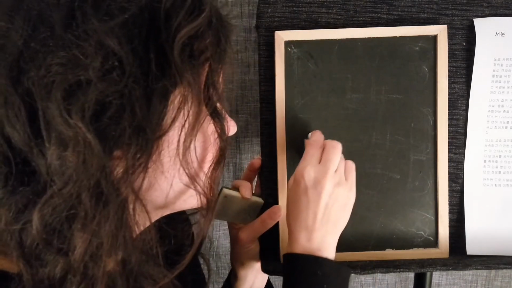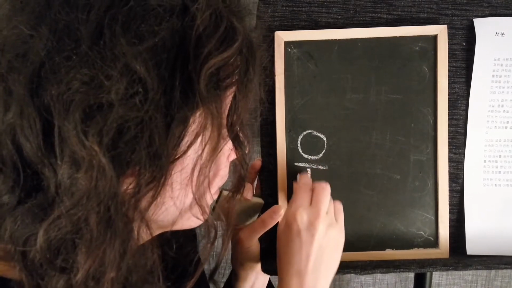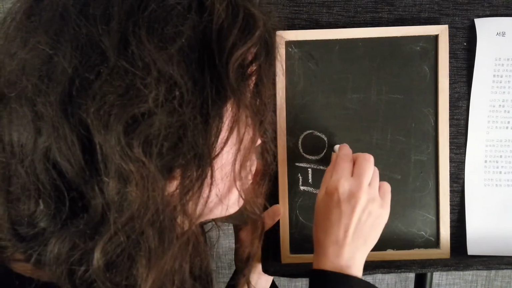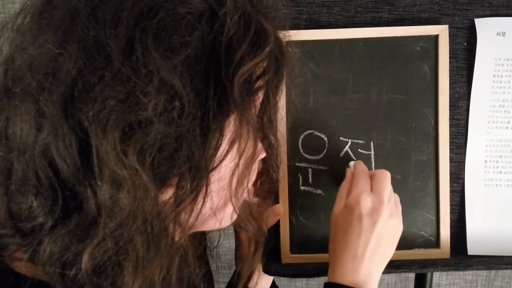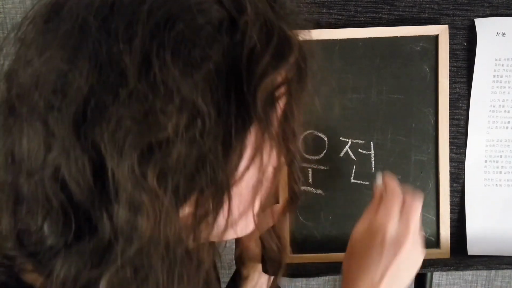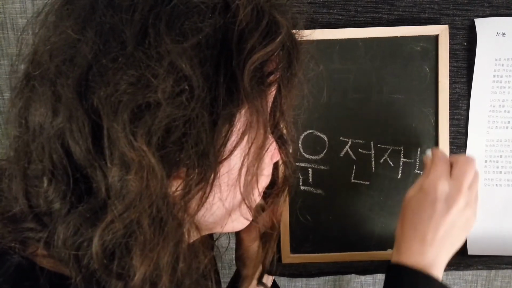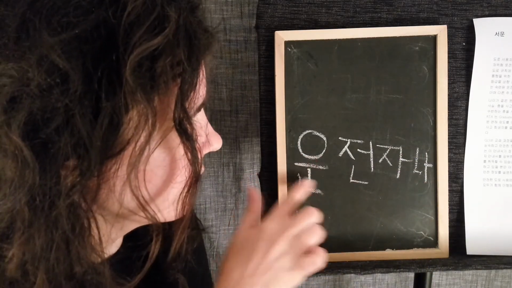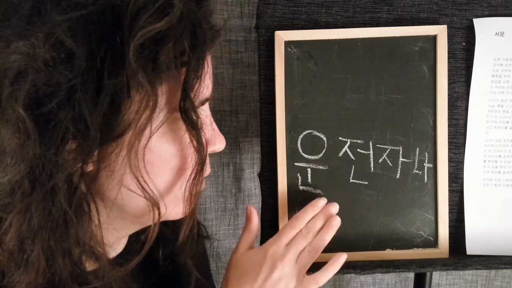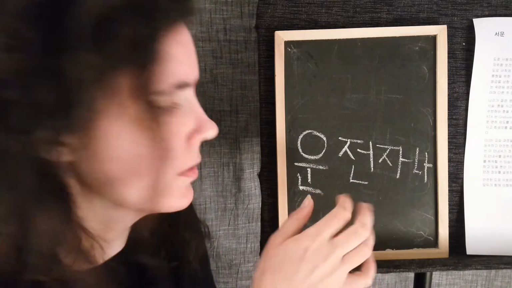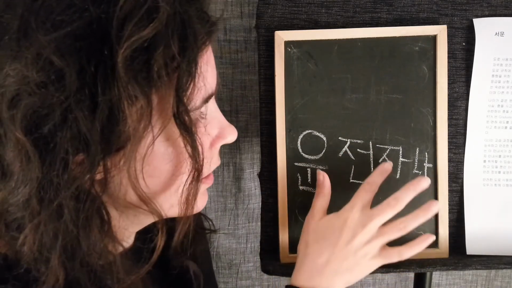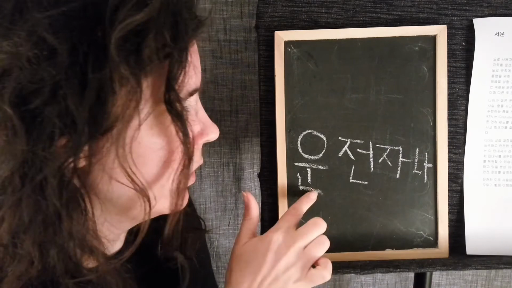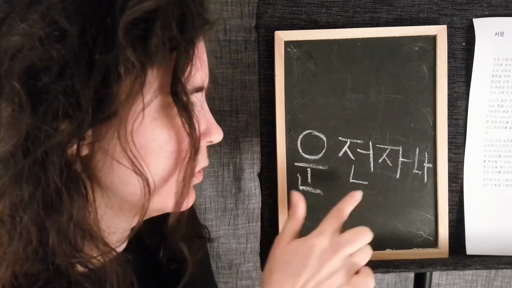운전자나. Let's do 운전자나. That should be a little bit longer, but there's our U sound and our N sound, so un, our J sound, our O sound, and our N, so jon, our J sound and our A, so ja, and then our N sound and our A, so na. 운전자나.